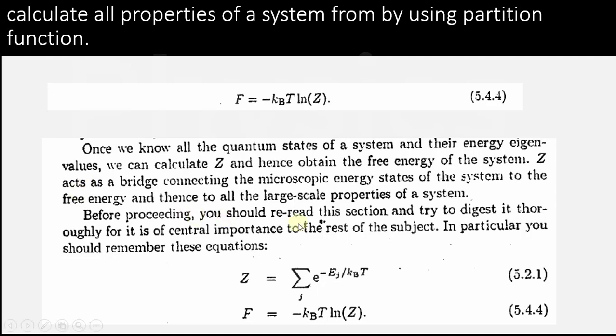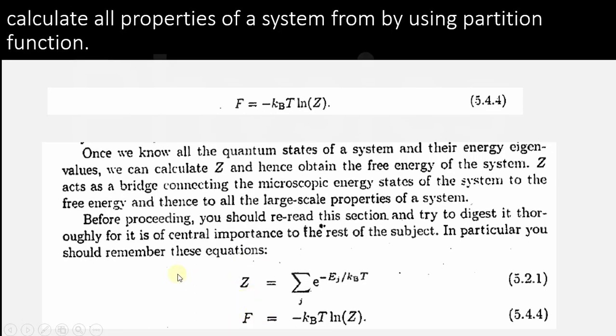So before proceeding you should reread this section, because it is important to the rest of the subject, and you should remember these equations. These equations can be used to find free energy and partition function. This shows the partition function and this shows the free energy. So if you want to find the free energy, use this formulation, and if you want to find the partition function, here Z is the symbol of partition function which we use. So you can use this formulation to find the partition function.